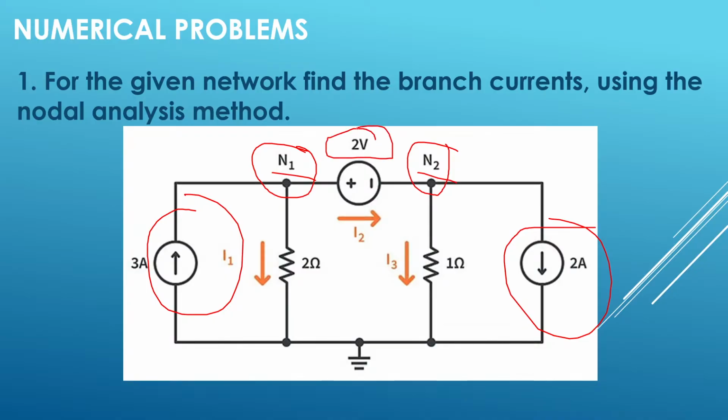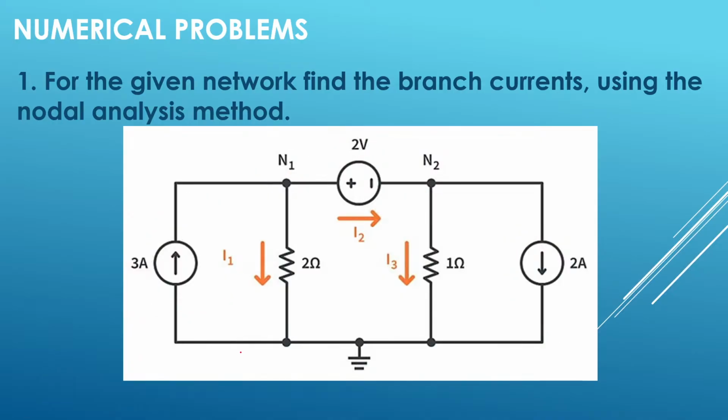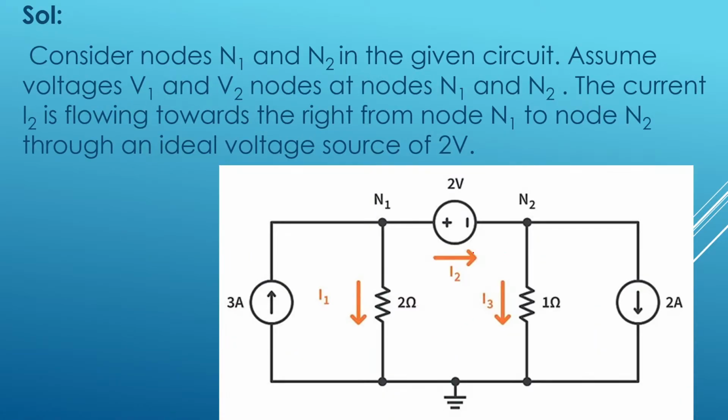As I have already told you, if there is a voltage source between two nodes, then we have to apply supernode analysis. So how to apply supernode analysis, let us see. Let us assume node voltages V1 and V2. At node 1 the voltage is V1, at node 2 the voltage is V2, and the reference voltage is 0 volts.